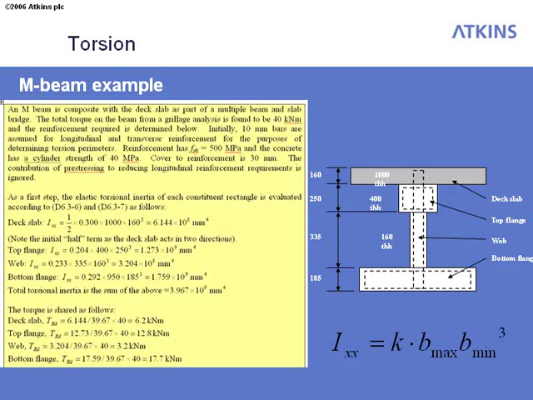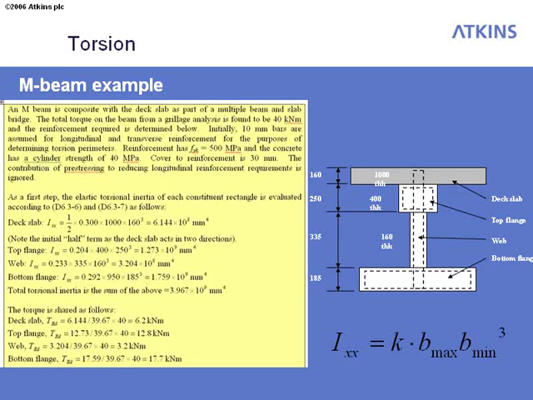The second example is an M-beam example, a pre-stressed beam made composite. This time we've got a very much smaller torque of 40 kilonewton meters, which we've obtained from a grillage model. We basically need to design this cross-section for that share of the 40 kilonewton meters. The first thing we would have to do is split the section up into rectangles. We would have needed to do that to work out the torsional stiffness before we did the grillage analysis.